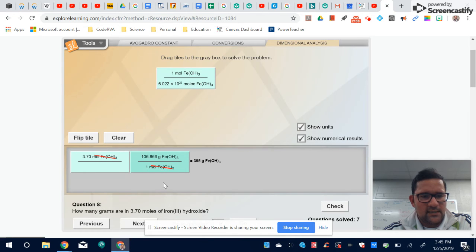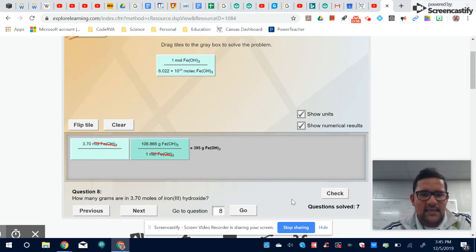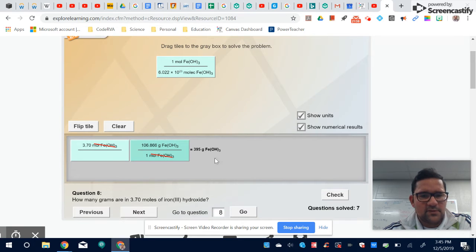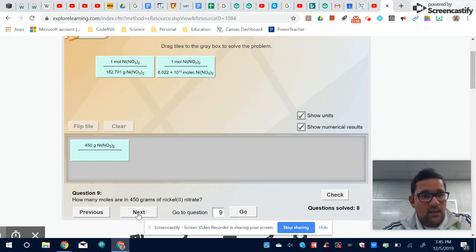So I'm going to flip the tile, and when I do that, moles cancels out moles, and I'm left with grams. So I multiply the numbers in the numerator, and it comes out to be 395 grams of iron 3 hydroxide. You check it, it says you got it right. So let's try the next one.